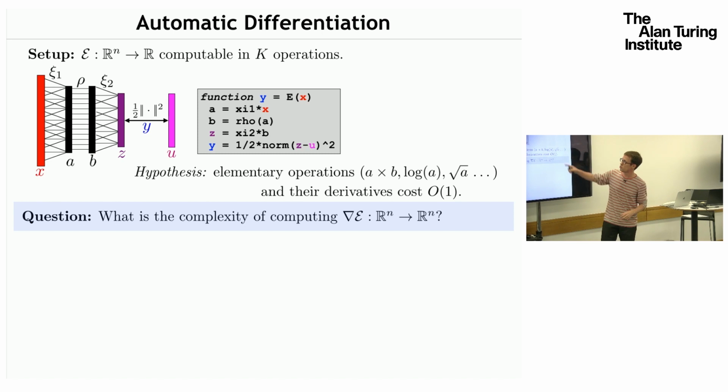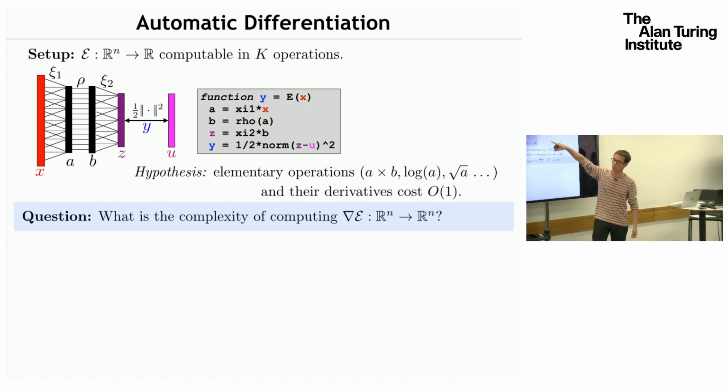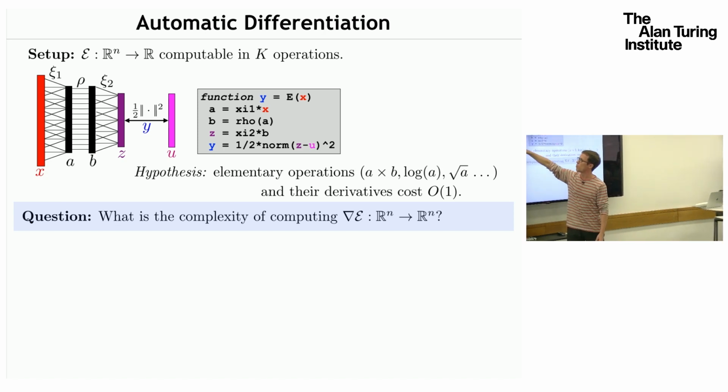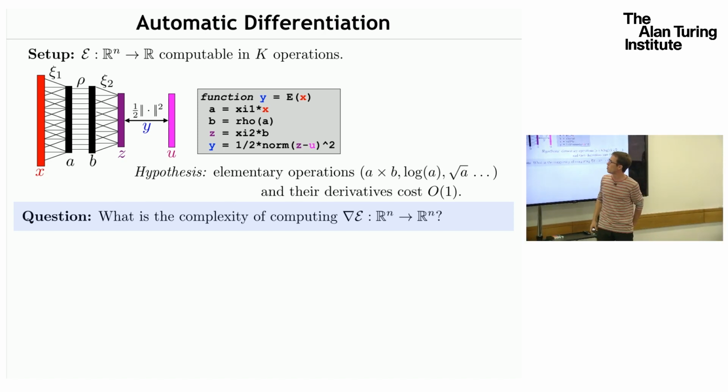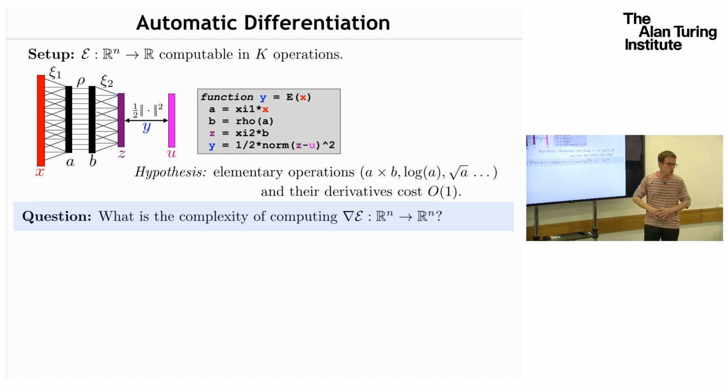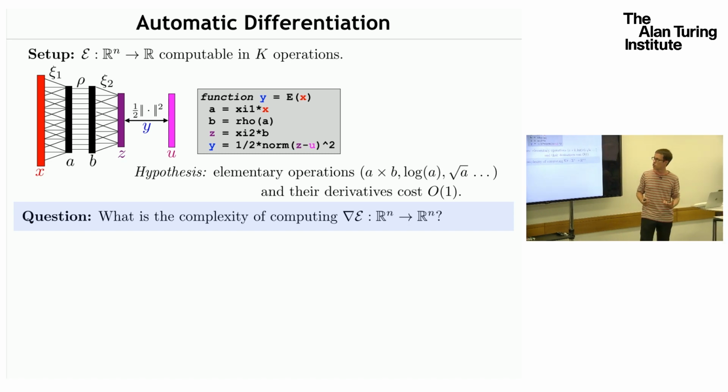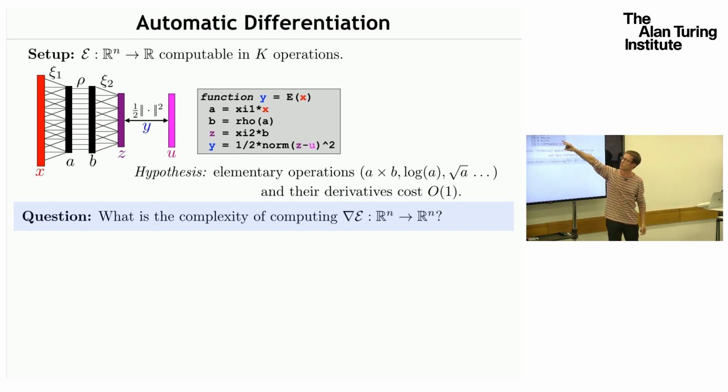The question is, if I give you some Python code to compute a function, this is just a 1-layer perceptron, probably one of the most simple functions in machine learning, but you could imagine much more complex functions. It takes capital K operations, and for simplicity, I would assume that the cost of computing the derivative is the same as the cost of computing the function, which is O of 1. So square root, its derivative would be 1 over 2 square root. It's more or less true. Now the question is, what is the complexity of computing the gradient of a function from R^n to R? All right. So what would be your guess? Well, what should be the complexity if you take a time capital T?